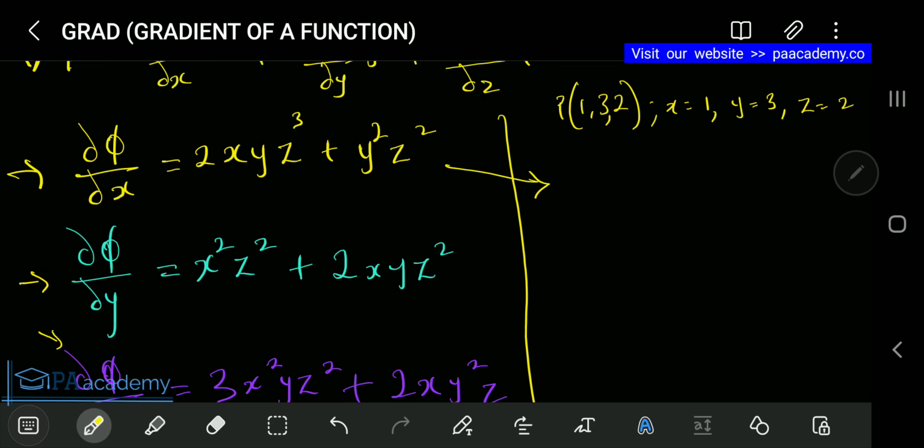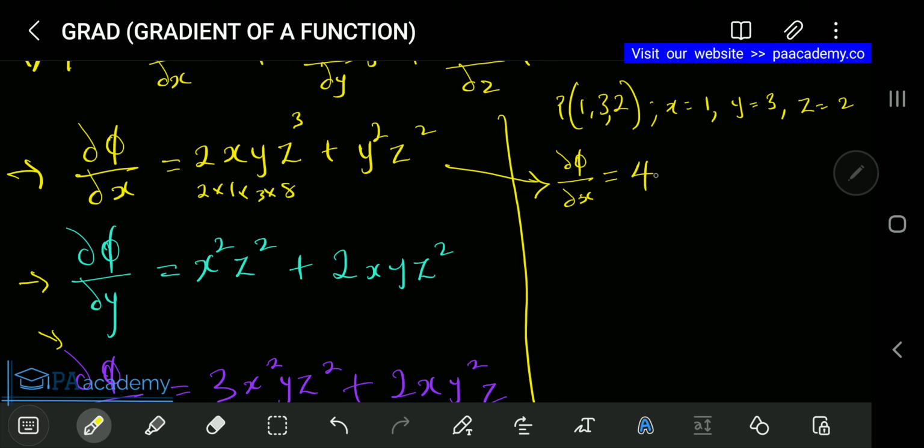So for this now, if you put in the values of x, y, and z, our partial differential of phi with respect to x will be given as 2 times our x, which is 1, times our y, which is 3, times our z cubed, which is 2 raised to power 3, that is 8. So let's punch that in the calculator: 2 times 1 times 3 times 8, and that will give us 48.